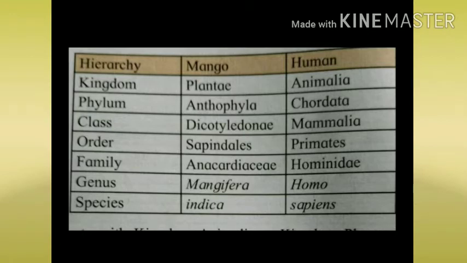It is another group. The phylum Anthophyta is a subgroup of the kingdom Plantae. In Animalia there is Chordata, the subgroup that is called a phylum. The subgroup of phylum is class: Dicotyledonae and Mammalia. In mango we say Dicotyledonae, meaning having 2 sections of seeds, and Mammalia is the class of the human.